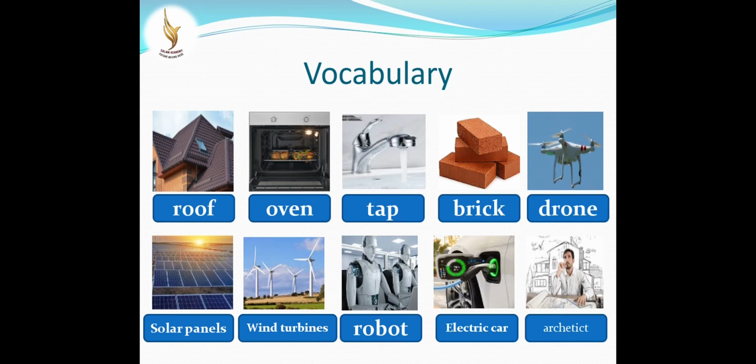Robot is a machine that works for us, and sometimes it talks. Electric car. Electric car is a modern car that doesn't use petrol or gas. It uses electricity to move. Architect. Architect is a person who designs buildings. The engineer is a person who builds these buildings, but the architect, he designed the shape of the building.